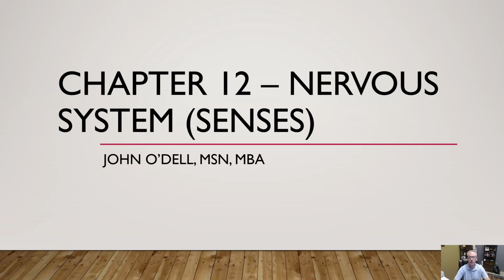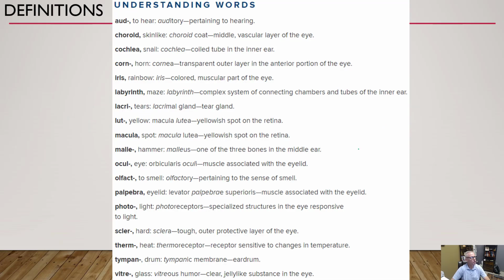All right, hello everyone. We are going to cover our very last chapter today. It's over the nervous system, more specifically our special senses, like our touch, smell, taste, hearing, etc. All right. So again, roots, prefixes, and suffixes that you'll have to know as we go throughout this chapter.